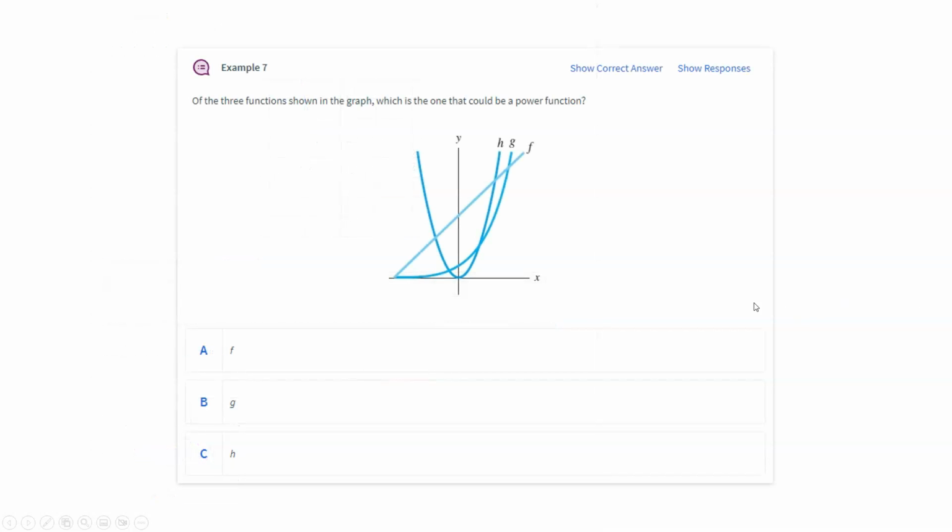In the last example, you're given these three graphs. You have f, this linear graph. You have g, which looks exponential. And you have h, which looks like a parabola. And you're asked which one of these could be a power function. Well, a power function is written in the form y, or f of x, g of x, h of x, whatever it is, equals some constant times x raised to an exponent, and this is usually an integer exponent.